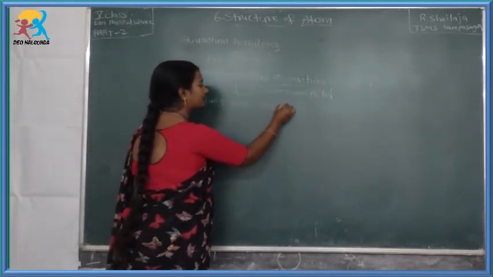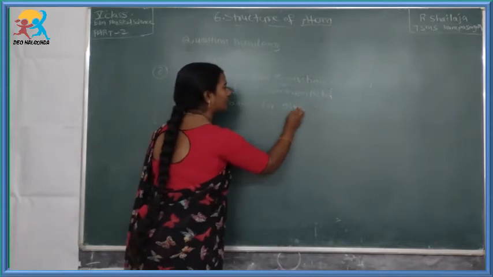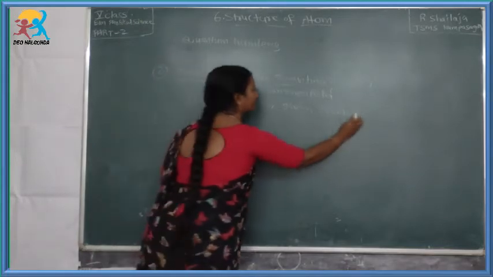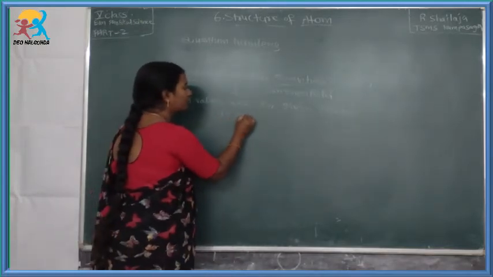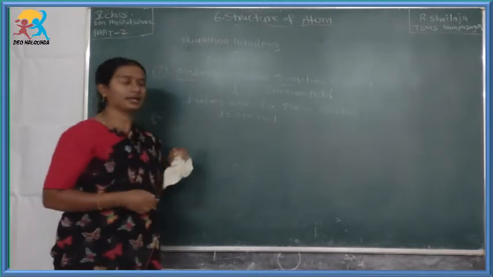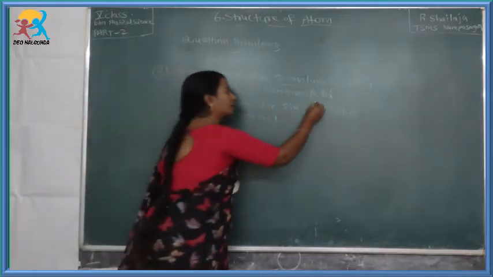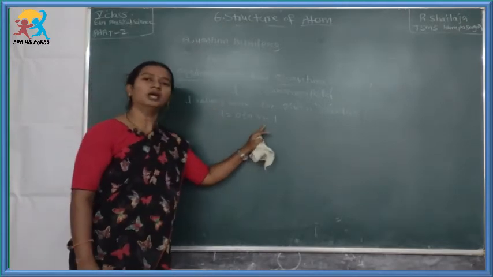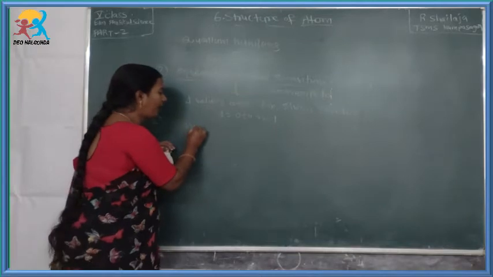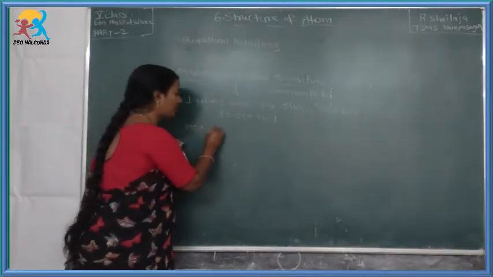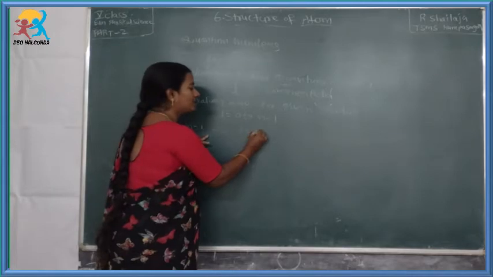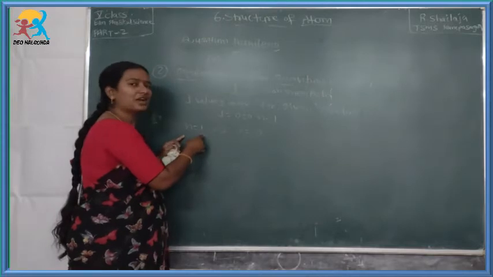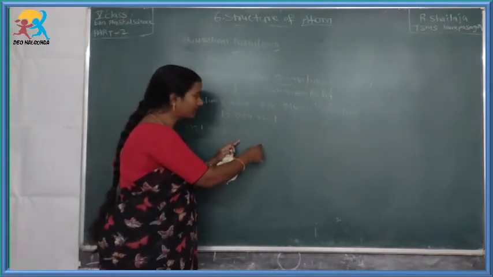The L values, for a given n value, are L equals 0 to n minus 1. Okay, for a given shell, the number of L values is 0 to n minus 1. For example, n equals 1, the first shell. So how many L values? 0 to 1 minus 1 means 0. So for n equals 1, the first shell, the L value is 0.